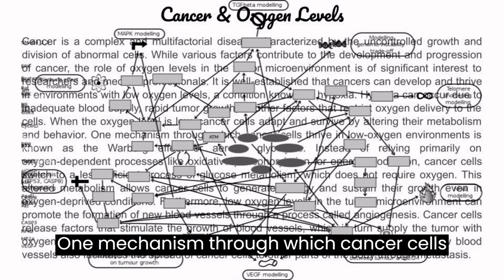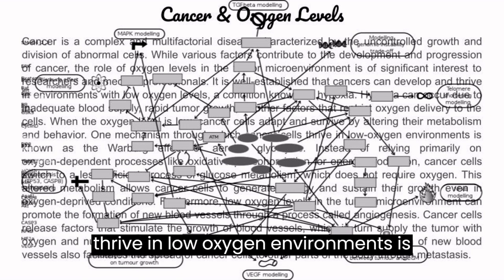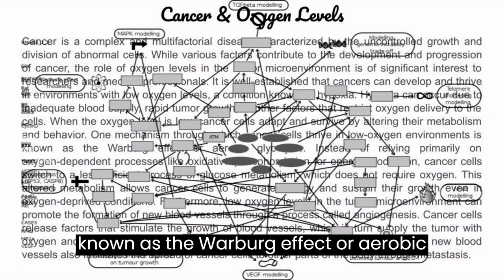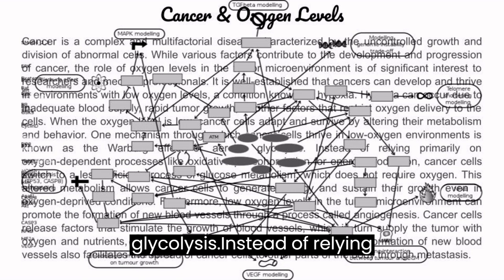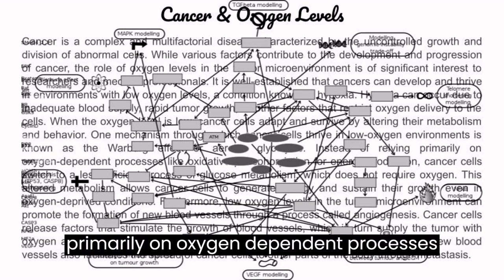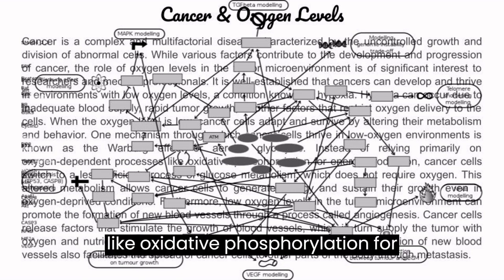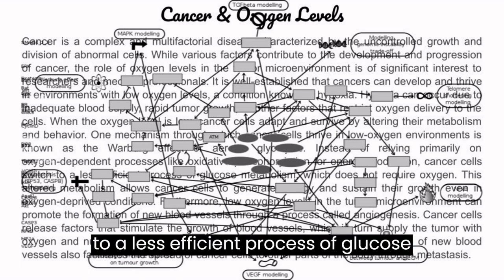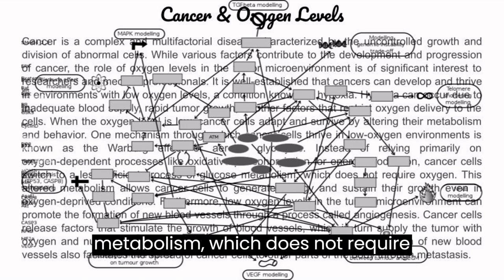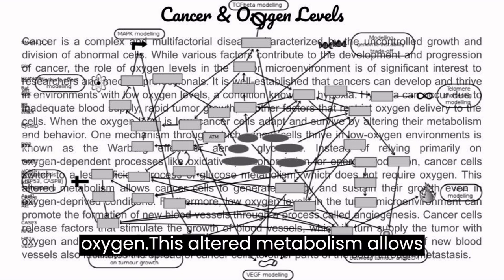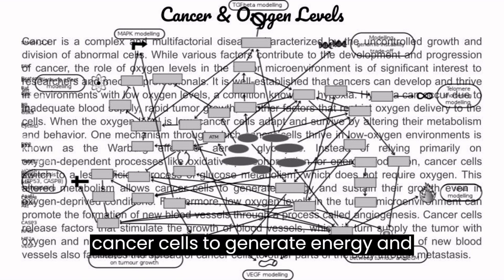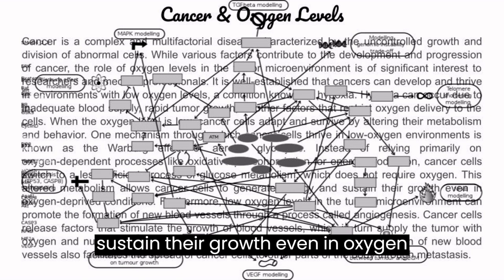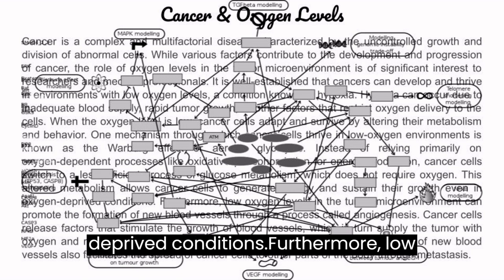One mechanism through which cancer cells thrive in low oxygen environments is known as the Warburg effect or aerobic glycolysis. Instead of relying primarily on oxygen-dependent processes like oxidative phosphorylation for energy production, cancer cells switch to a less efficient process of glucose metabolism, which does not require oxygen. This altered metabolism allows cancer cells to generate energy and sustain their growth even in oxygen-deprived conditions.